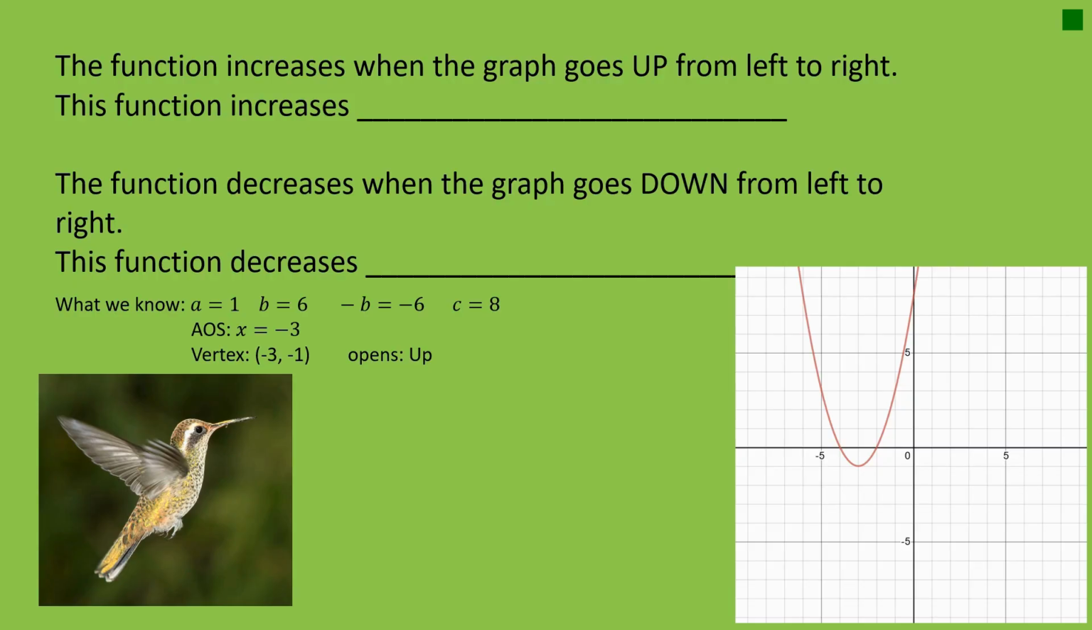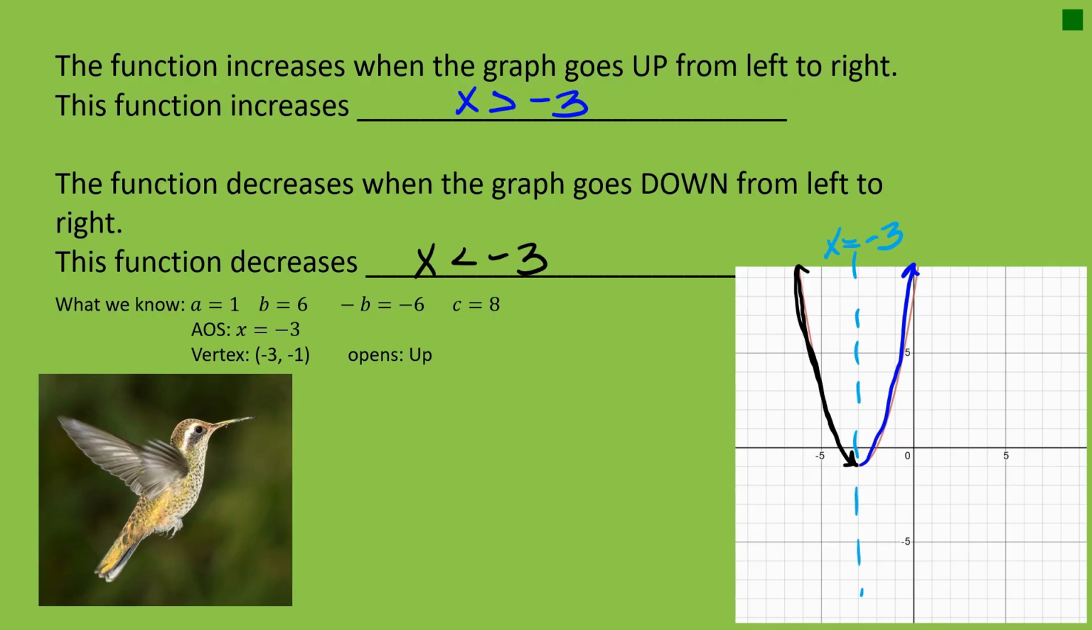The function increases from left to right when it goes up, and it decreases when it goes down. So I'm going to grab from left down to right. Remember, let's draw in there. That was x equals -3. And so it increases, nope, it's decreasing here, isn't it? It's going down. So it decreases to the left of the axis of symmetry. To the right of the axis of symmetry, it's going up, so it increases to the right of the axis of symmetry.